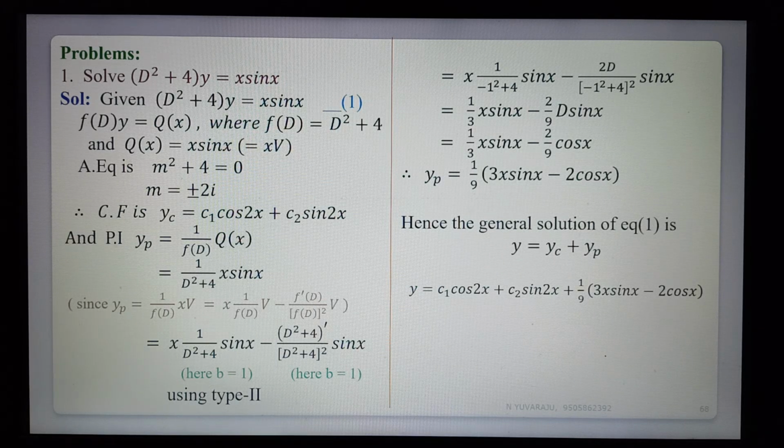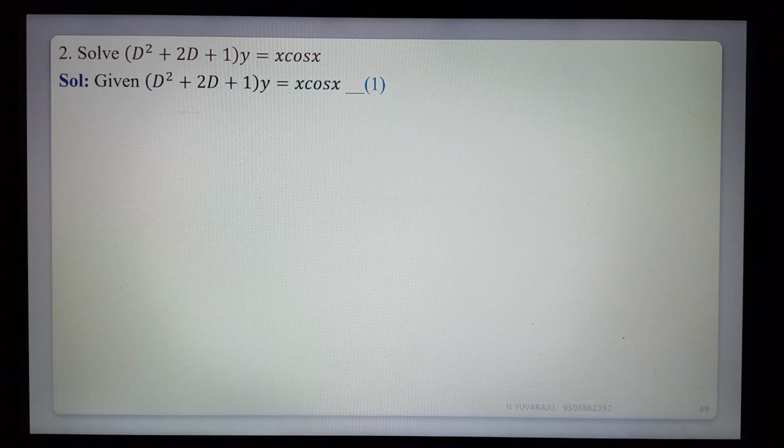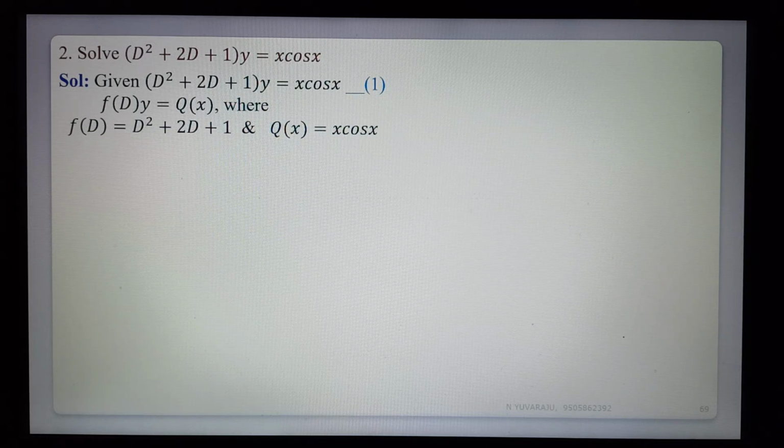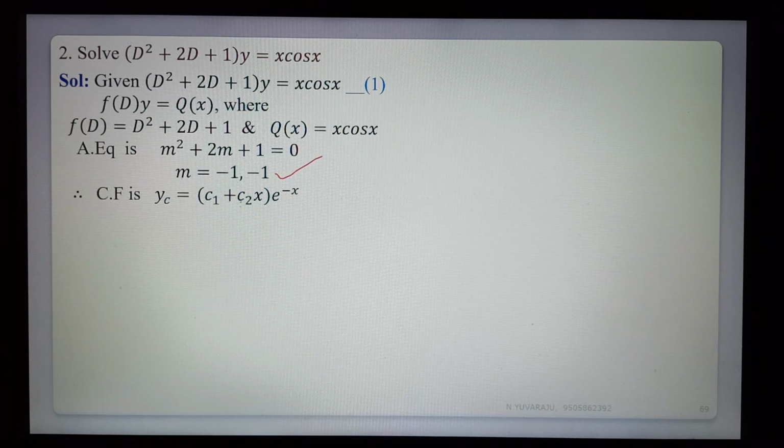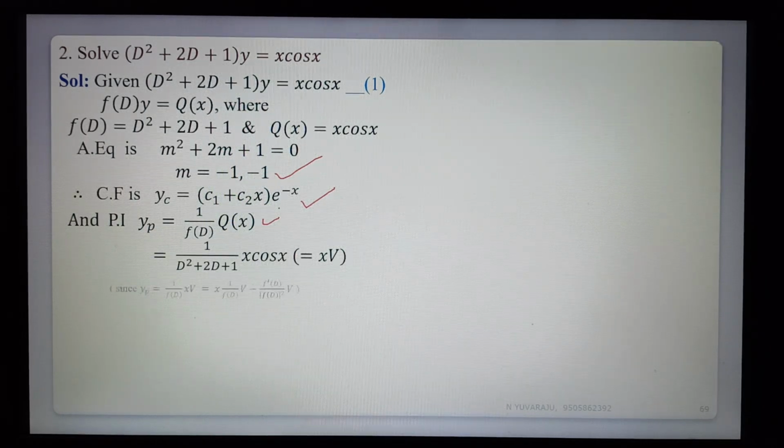Okay, see the next example. (D² + 2D + 1)y = x cos x. This is f(D)y = Q(x). Now finding the complementary function, m² + 2m + 1 = 0, so m = −1, −1, real and equal roots. So (c1 + c2x)e^(−x). So yp = 1/f(D) Q(x) = 1/(D² + 2D + 1) x cos x.